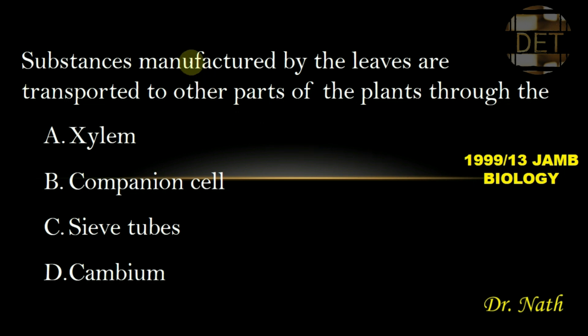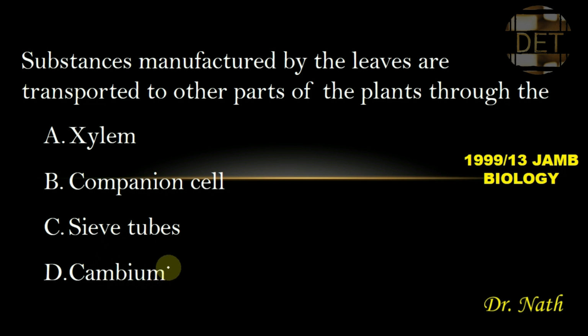The question is, substances manufactured by the leaves are transported to other parts of the plant through the: A, xylem; B, companion cell; C, sieve tube; D, cambium.